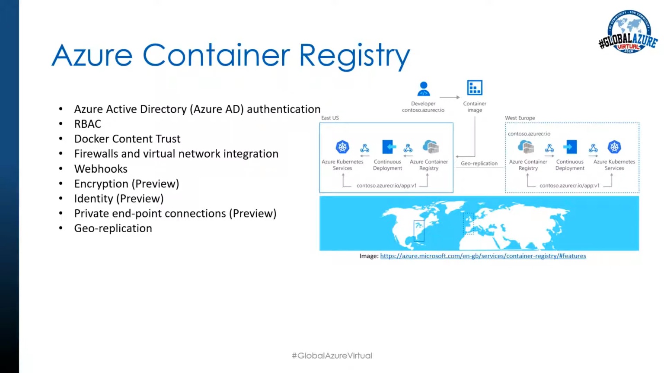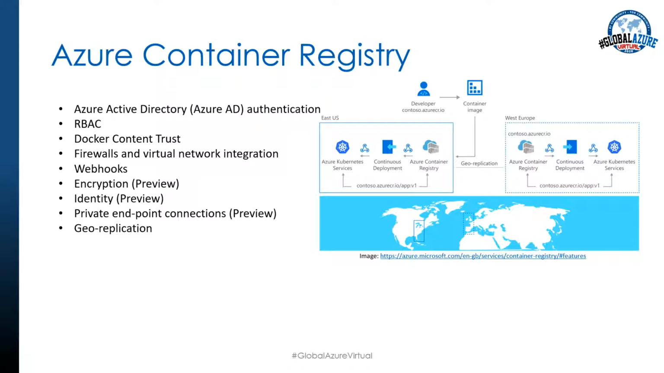First, let's start with the security. Azure Container Service supports Azure Active Directory Authentication, role-based access control, Docker Content Trust, firewall and virtual network integration. You can use webhooks to trigger events when certain actions take place in one of your registry repositories. There is also an encryption option that you can encrypt your images and other artifacts when they are pushed to your registry, and they are automatically decrypted when you pull them back.